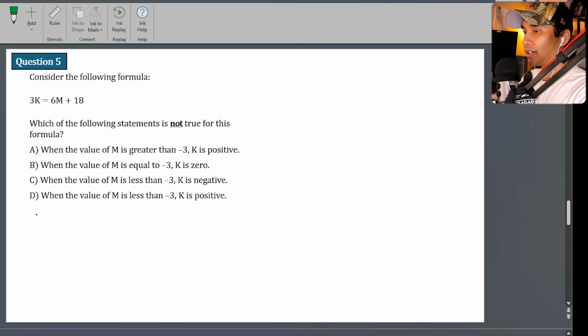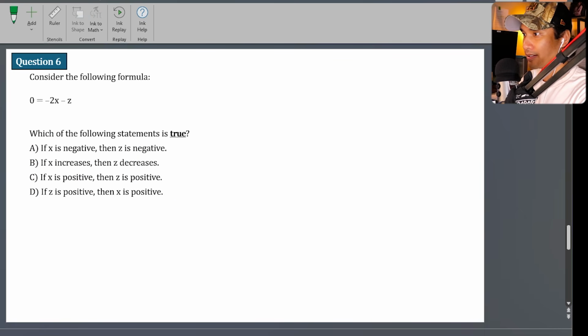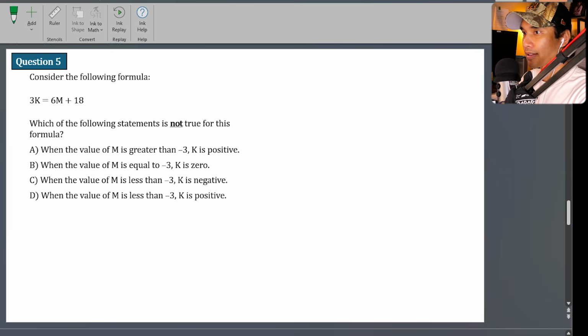Question number 5. This is the last one that has cutoff problems. These ones are relationship problems, and we won't do those. So let's go ahead and do question 5. Question 5 is a little hard because I put not true. So this one might trip you up. We're looking for the not true one. We're so used to finding out what's true. I put not true, and this could be on the test. I also changed up the variables. They'll do that to you guys on the test.